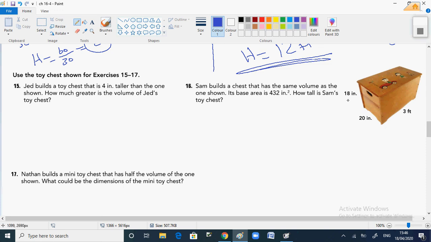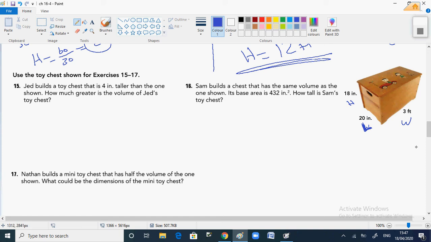Now use the toy chest shown for exercises 15 to 17. Look here. The height is 18. The width is 20, and the length is 20, and the width is 3. Okay? Now Jet builds a toy chest that is 4 inches taller than the one shown. How much greater is the volume of Jet's toy chest? Look, it's taller than the one shown.